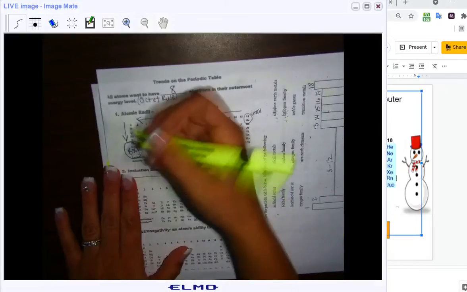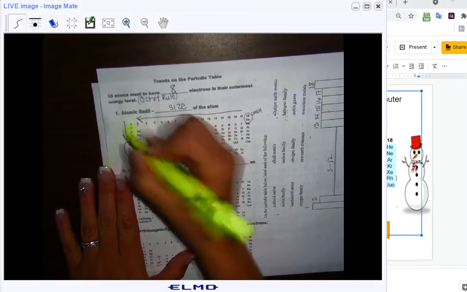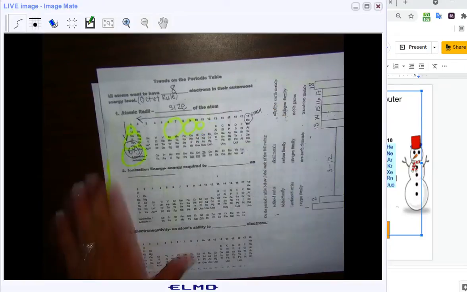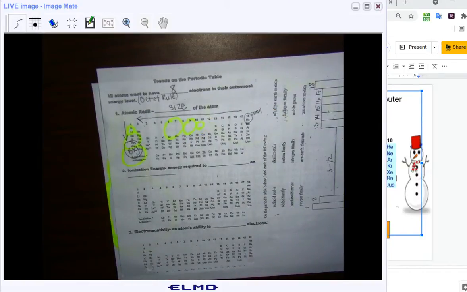Okay, so if you want to have the snowman on this paper too, you're more than welcome to. 7th period wanted to, so I'll just draw it there just in case. All right, so there we go. So we have our snowman. Cool. Now, you guys ready for this? I know you can do it.